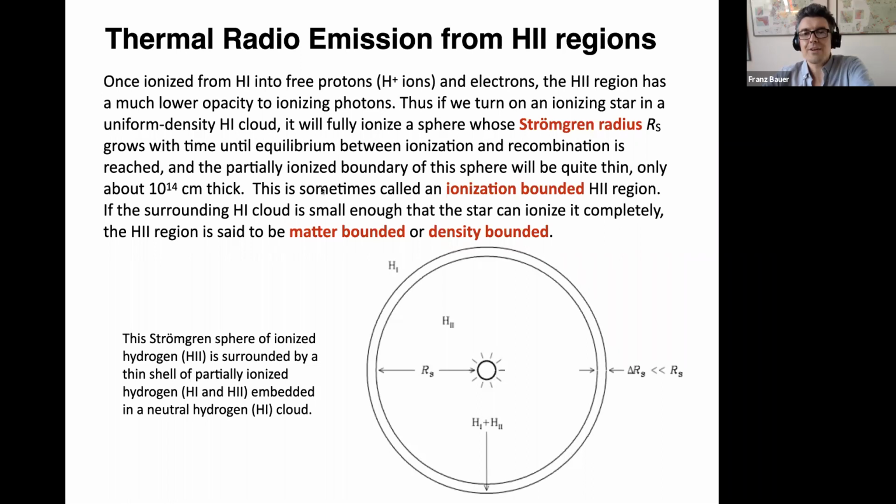Actually, no, I got that wrong. If you just let those photons go out, this should be ionization bounded. If it's surrounded by an H1 cloud, where the H1 cloud is small enough for the star to completely ionize it, then we call it matter bounded. And the matter bounded one should be smaller than the ionization bounded one, right? Because basically what this means, matter bounded or density bounded, is that some of the photons escape.